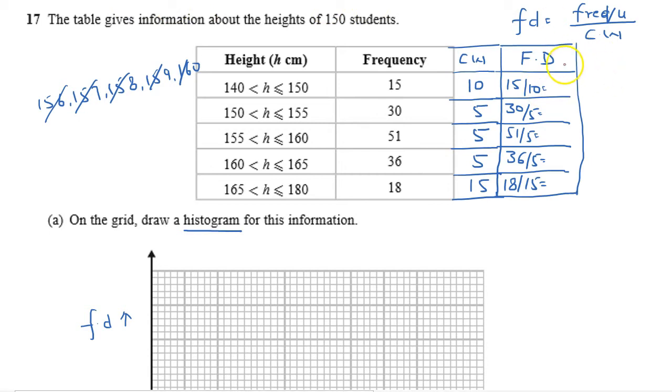So this will be 15 divided by 10 is 1.5. This is 6.0. 51 divided by 5 is 10.2. This is 7.2 and this one is 1.2. So this is our frequency density. Now we have to make the plot between this one and this one.